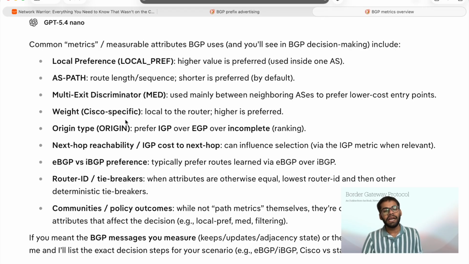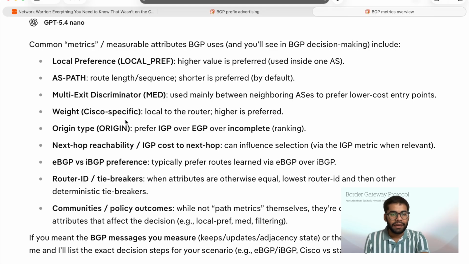Next is community and policy outcomes. While these are not path metrics themselves, they are often used to set and modify attributes that affect the decision, which are local preference, MED, multi-exit discriminator, and filtering. So policy outcomes, the use of route maps or ACLs or any kind of path modulation technique, can also affect the decision making in BGP.